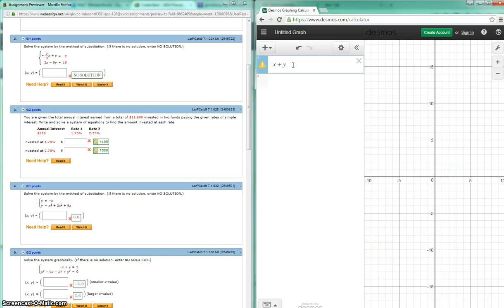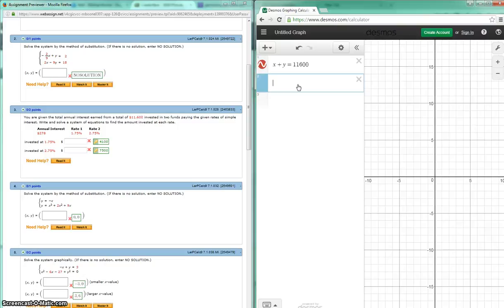And I know that the total amount that I'm putting in each one of these accounts is 11,600. So that gives me one equation. To solve a system of equations, I need more than one equation. I have two variables, so I'm going to need two equations.